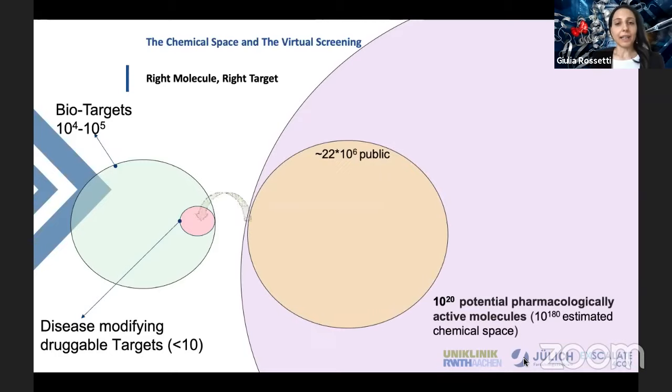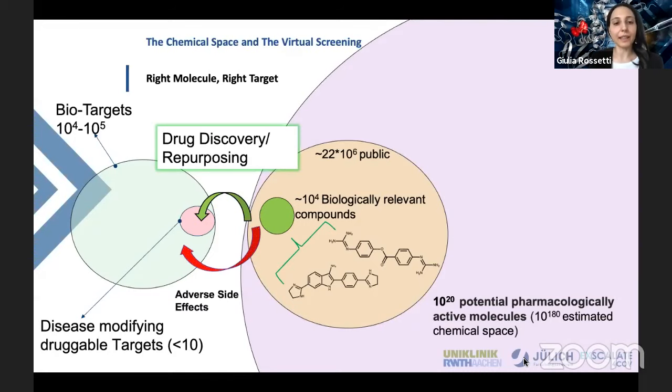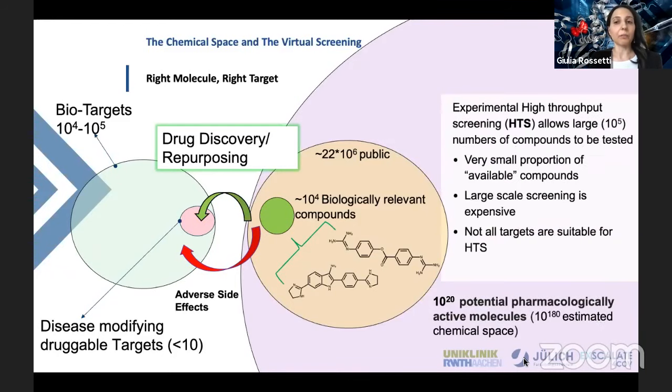It is true that at the end, the ones that are usually publicly accessible are 10 to the 6, and the ones that are actually biologically relevant for your target are usually around 10 to the fourth. But still, among these compounds, you need to find maybe two, three molecules that selectively bind to your target and that do not bind to so many other targets, in order to decrease as much as possible the adverse side effects. You can do this experimentally, sure.